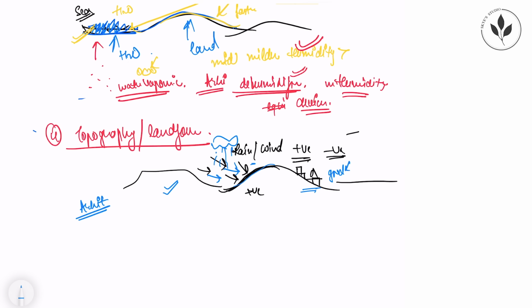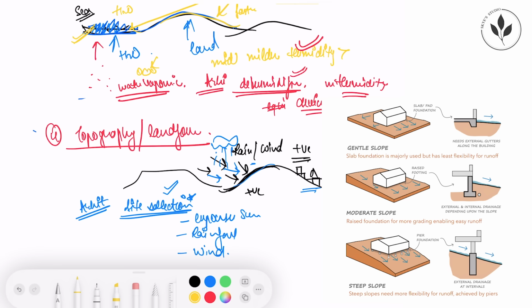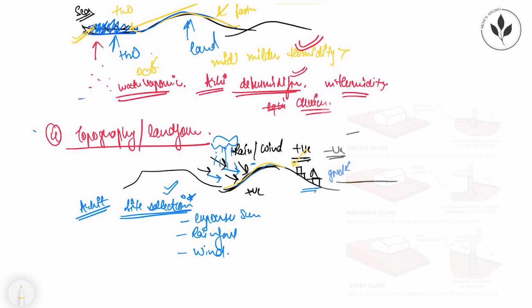So the architectural tip for this factor is, at the time of site selection, you must consider how the climate is working there. Site selection should be done considering the exposure to the sun and rainfall, and what the wind direction is. If in that place you want more sun but the hill is stopping the sun from coming on this side, then you should not build your buildings on this side.